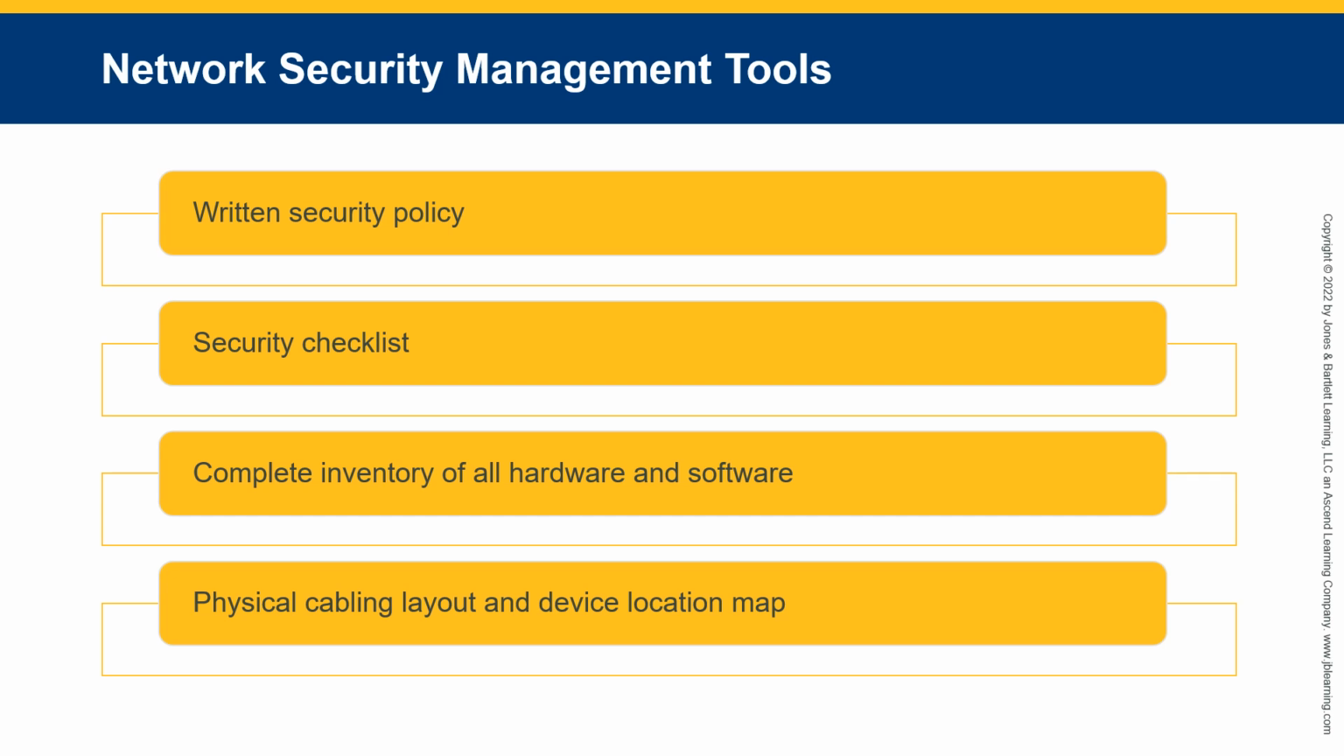So for network security management tools, always have a written security policy. Security policies are great to have; they provide guidance and a framework for everything. Have security checklists. Checklists are great for all procedures. I like to call them checklists or procedures. These are procedural documents that you go through. You check them off to make sure everything is done, so we have uniform results and no steps get skipped.